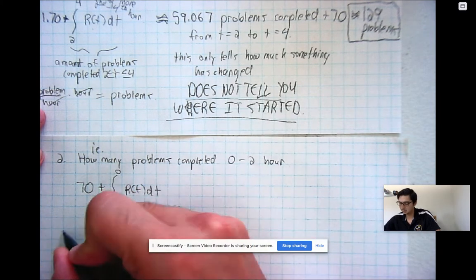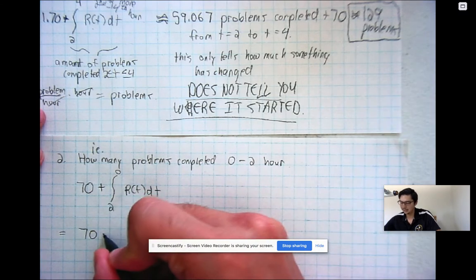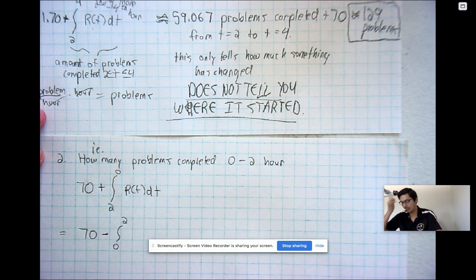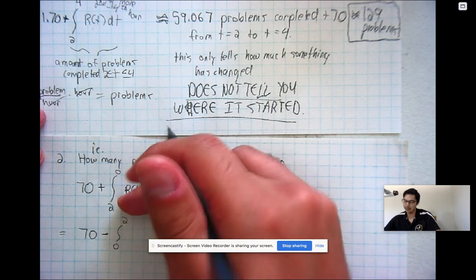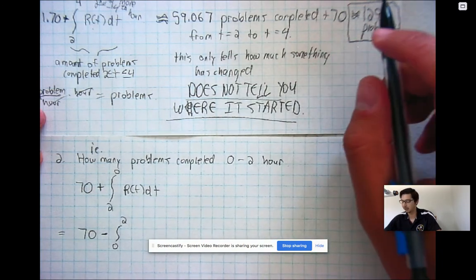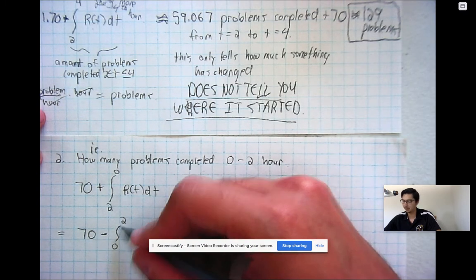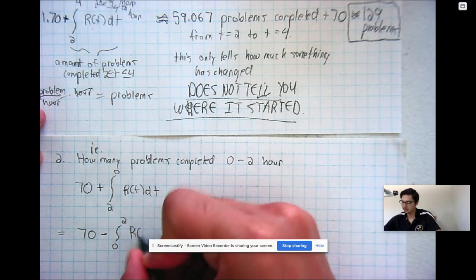I actually just jumped in my head to the second step where I started with 70 problems already completed, and I'm subtracting from 0 to 2. And that's what's happening here from 2 to 0. If we work backwards, remember, if you switch the bounds, the area under the curve switches sign. So then that becomes negative. So we're going to know we did 70 problems, and we're going to know how many problems we completed from 0 to the second hour and subtract that off.